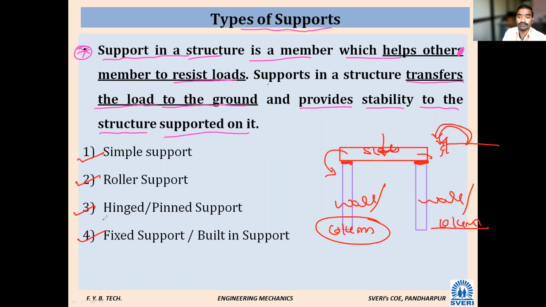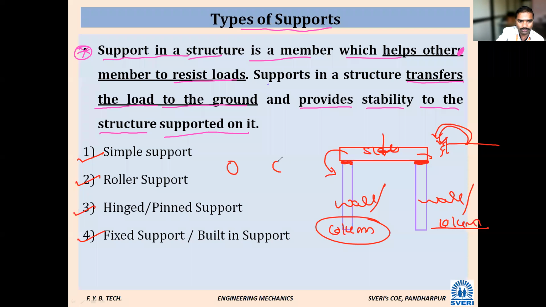So where are these types of supports found? This is a slab, and this is a column or wall. If you are just simply resting this slab piece on the wall, with no connection, just placing, then it will be a simple support. Just resting it, it is simply supported.